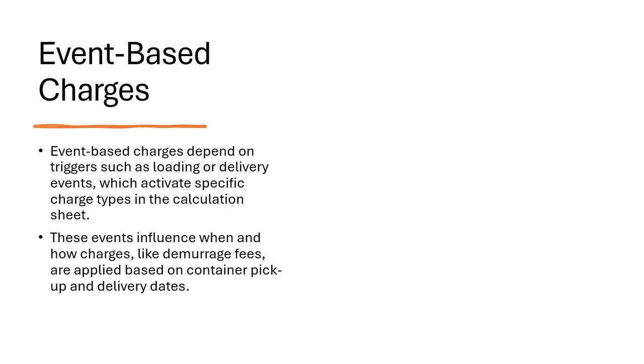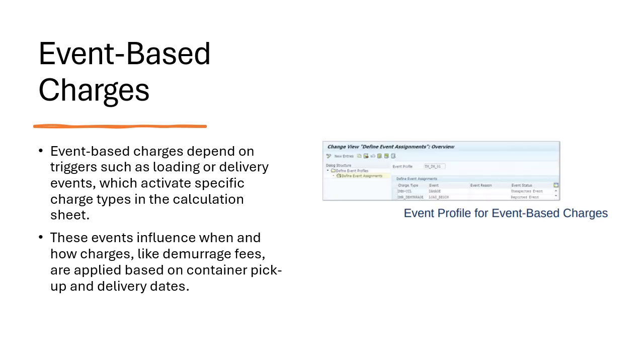Next is event-based charges. So SAP TM actually triggers charges based on certain predefined events in the transportation process, such as delays or missed deadlines. So these event-based charges can actually be defined within the system and applied automatically when the respective event occurs. So this figure shows how SAP TM uses the event profile to calculate event-based charges, which also shows the configuration process to define charge triggering based on transportation milestones and incidents.